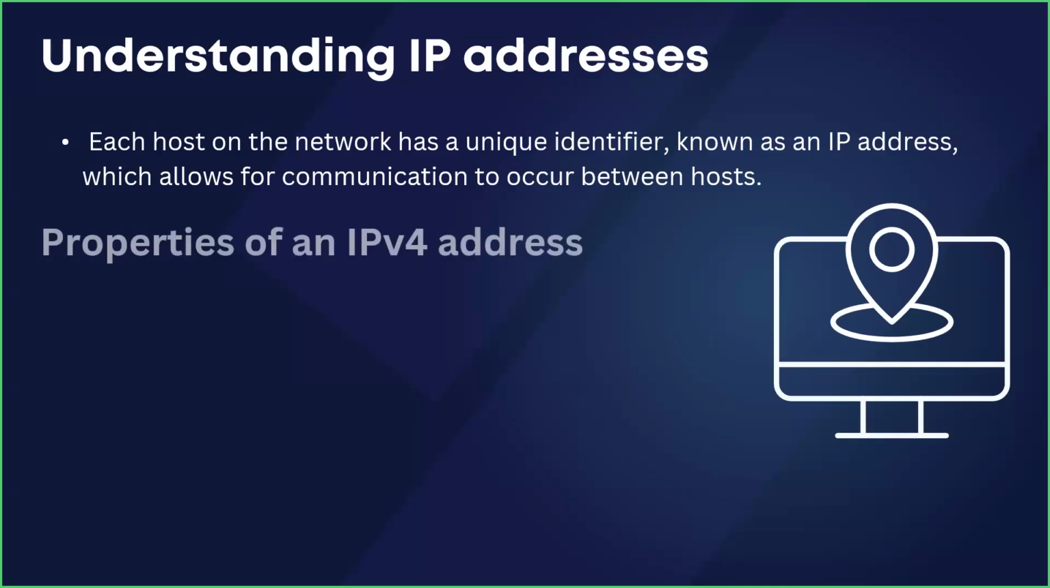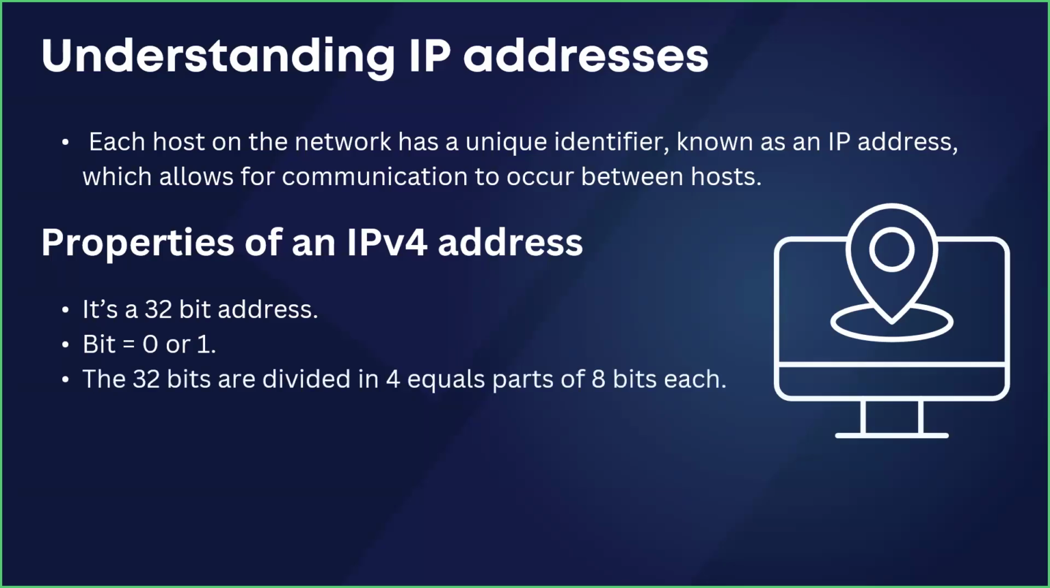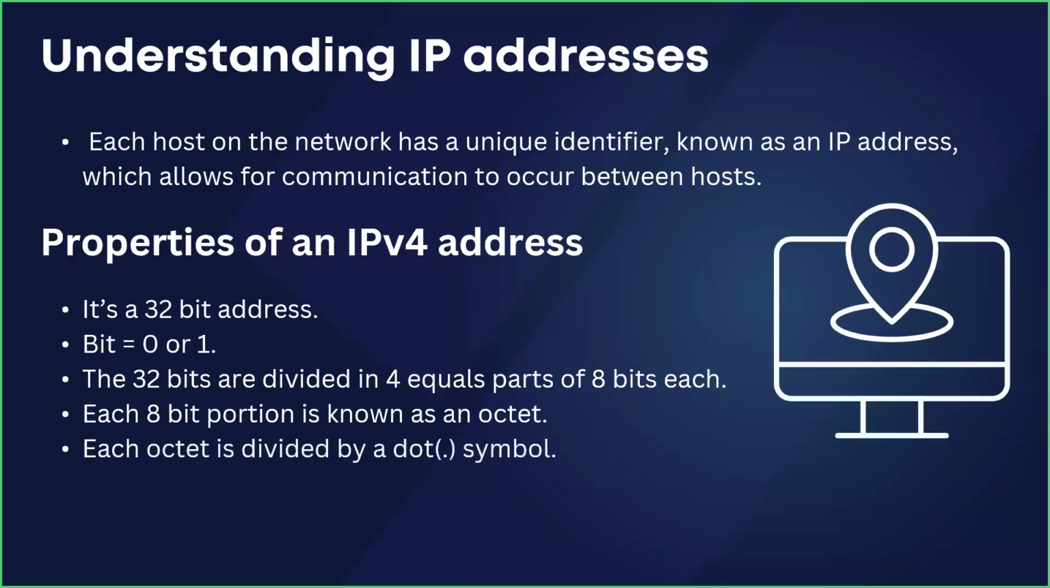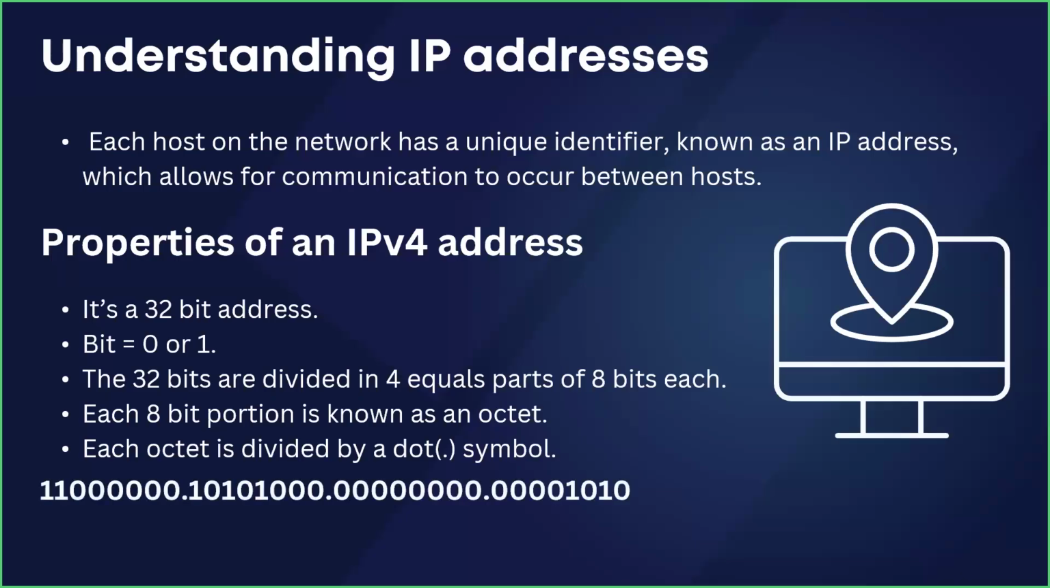Firstly, an IPv4 address is a 32-bit address. What I mean by 32-bit is that it contains 32 zeros or ones. A bit is the smallest data value a computer or any information system can hold. It could either be equal to 0 or to 1. And your IPv4 address has 32 zeros or ones in it. That entire range of 32 bits is divided into four equal parts of 8 bits each. Each 8-bit portion is called an octet, and each octet is separated by a dot symbol. So this is what your IPv4 address typically looks like in the language of zeros and ones.